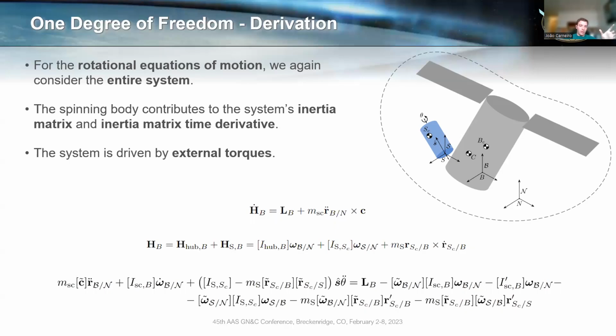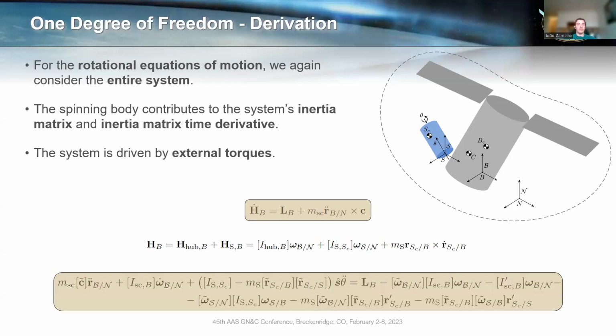Again, these are some of the equations that we use. I just want to point out that we, again, start from fundamental principles. This is Euler's equation, H dot equals L. The torque is equal to the time derivative of the angular momentum. And once we substitute all the contributions and write it again in a compact form, we arrive at this final equation for the rotational equations of motion. So that's 3 for position and velocity, 3 degrees of freedom for the attitude and angular velocity. And now we need that additional degree of freedom.